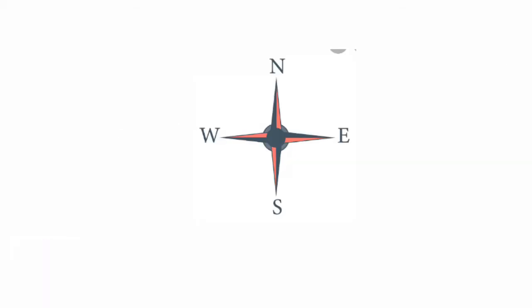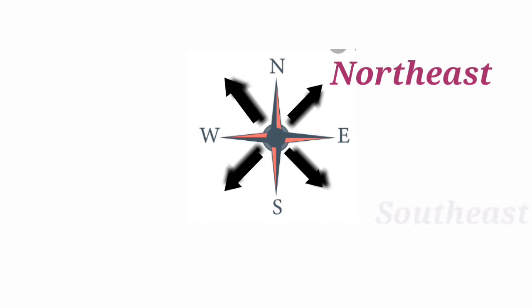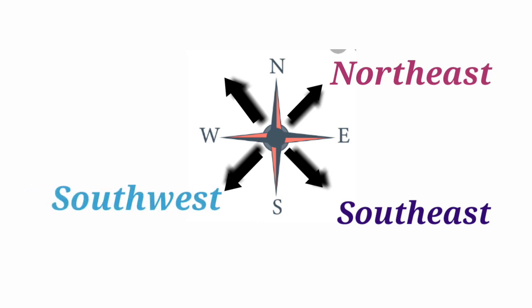Now let's learn about the intermediate directions. So students, in between the north and east there is the northeast direction, in between the east and south there is the southeast direction, in between the south and west there is the southwest direction, and in between the west and north there is the northwest direction.